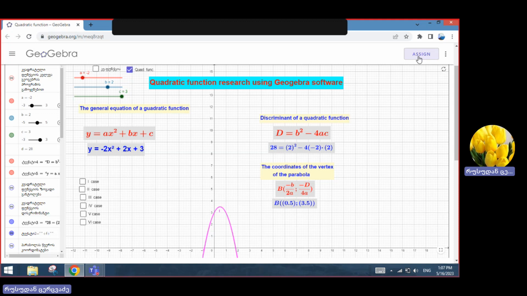Here we have the general equation of the quadratic function. y is equal to ax squared plus bx plus c. We will look at special cases of the quadratic function using sliders.